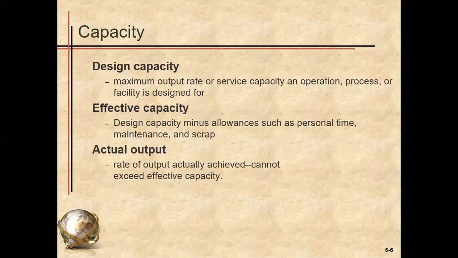And then for capacity, we need to first consider the design capacity, and then we need to consider the effective capacity and the actual output. For design capacity, we need to know the maximum output rate of the service capacity and operations process or facility in the design. And the effective capacity is the design capacity minus allowances such as personal time, maintenance, and scrap.